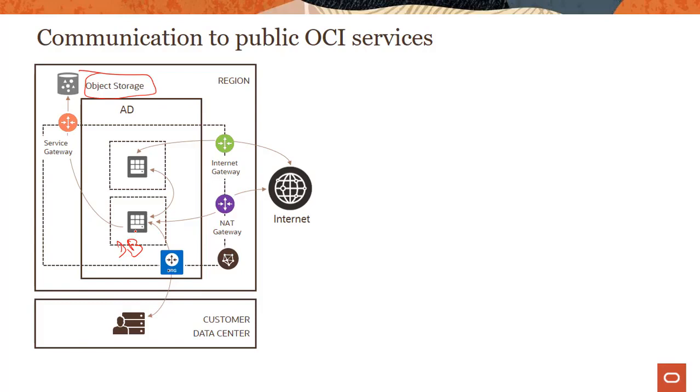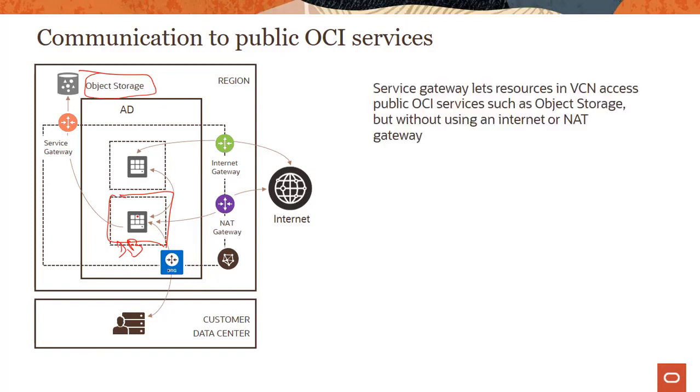Now by very virtue, it means that this subnet has to be public, and this instance needs to have a public IP address, and so on and so forth, right? So it becomes a security issue if you go that way. So we have another gateway in OCI called a service gateway, which lets resources in networks, VCN, access public OCI services such as object storage, but without using an internet or a NAT gateway.